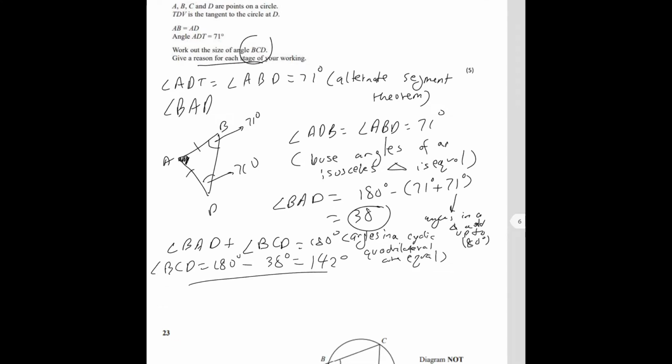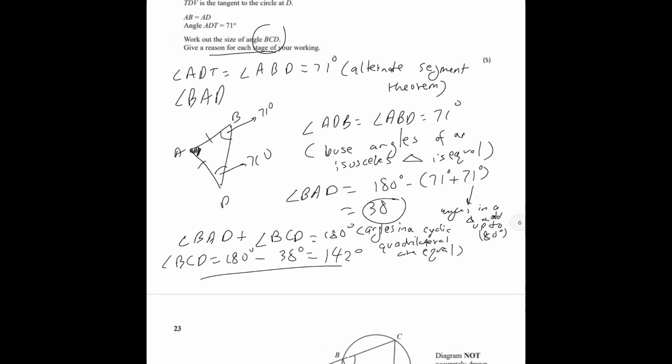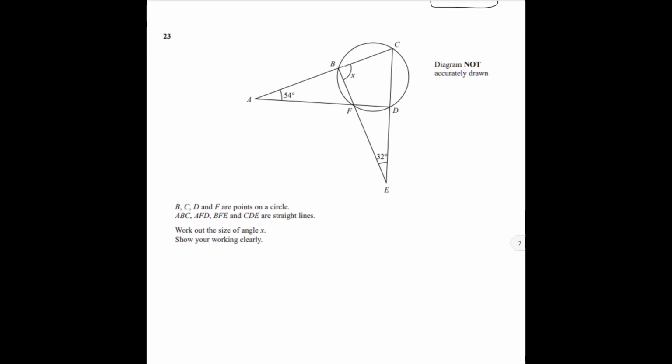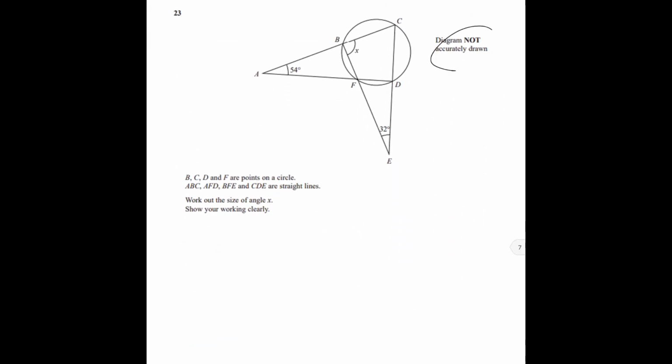180 minus 38 degrees should give you 142 degrees as your answer. And you can just write there in the space 142 degrees. So 142 degrees is your answer. Alright, so then you can score those nice 5 marks by stating some good reasoning and examples. Alright, so let's move on to the next question.